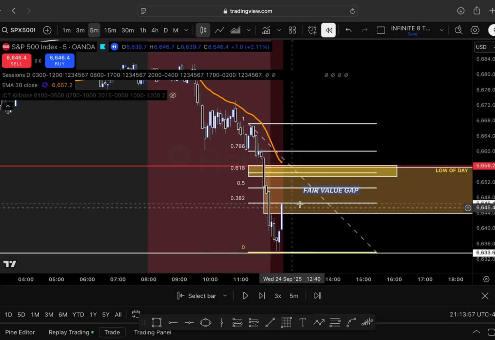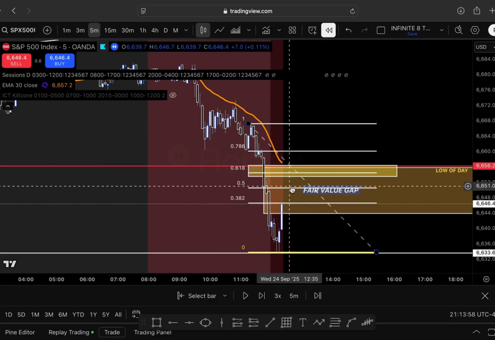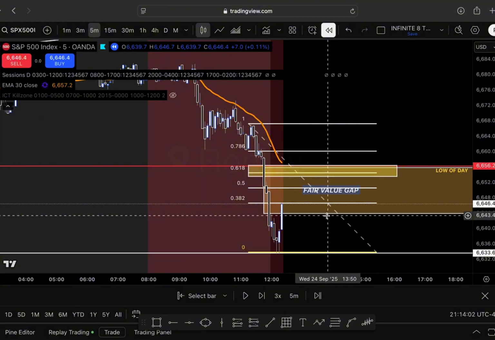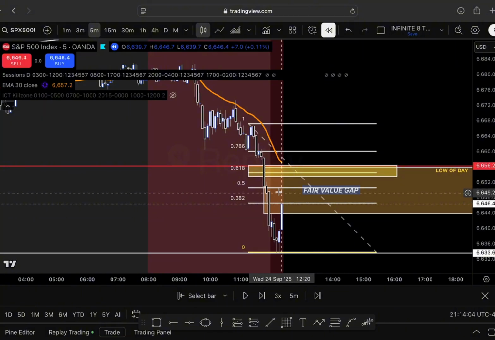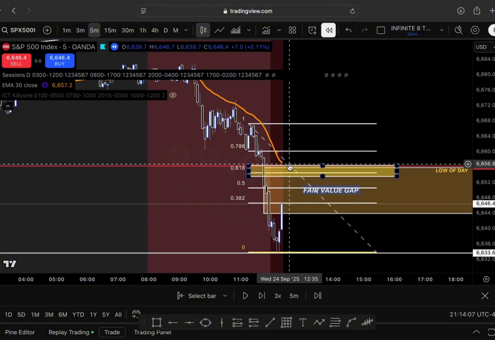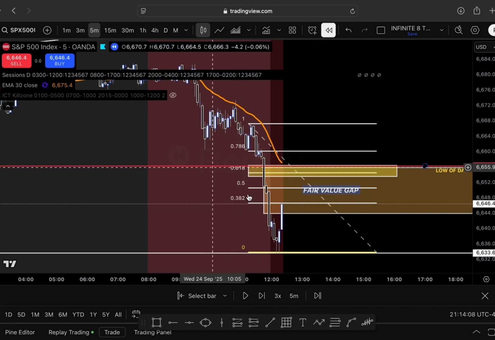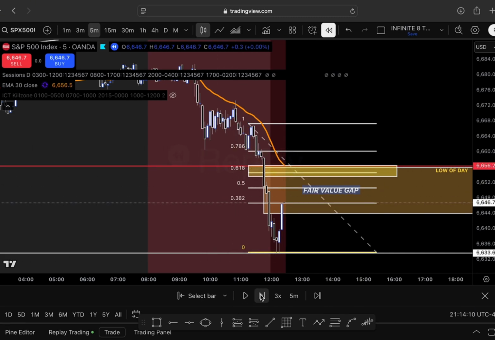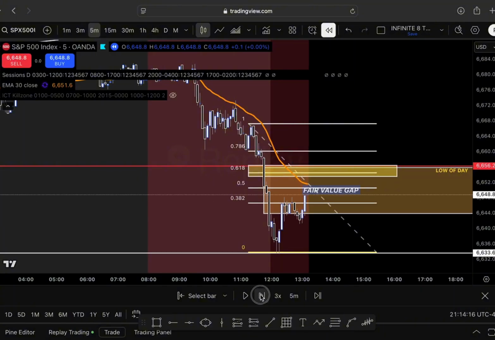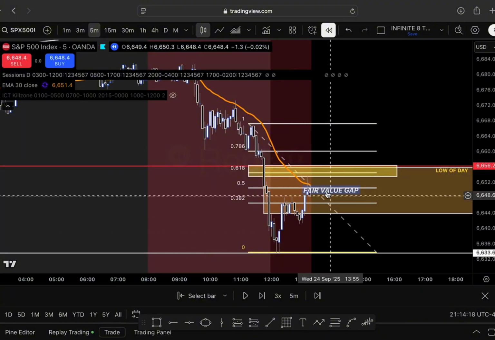But it's also good to get in at the 0.5. It all depends on how the confluence lines up. And to be honest, it lines up pretty good because the fair value gap and the low of day is all right inside of this area. So let's see if it pulls back and hits it. Come a little higher. Okay, it just tapped it right there.